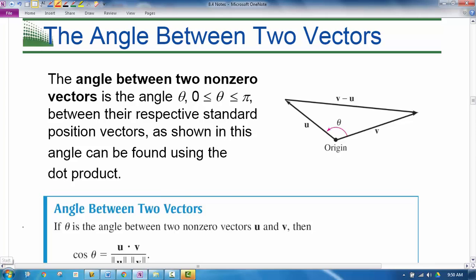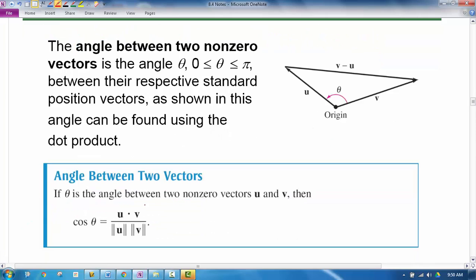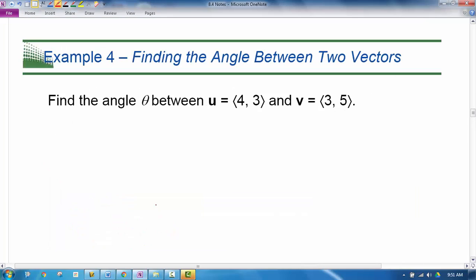Okay, next is the angle between two vectors. I put this formula on our formula sheet, and we're going to use this quite a bit in the web work homework. It says the cosine of the angle between two vectors equals the dot product between the two vectors divided by the magnitudes of the two vectors multiplied together. So let's try an example problem of that real quick. Let's find the angle between these two vectors.